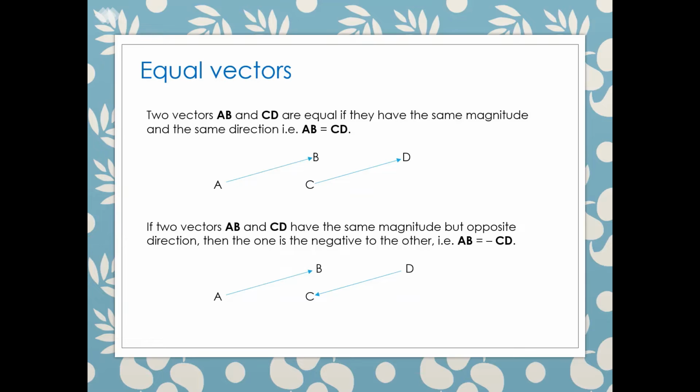Two vectors AB and CD are said to be equal if they have the same magnitude and the same direction, that is, AB equals CD. If two vectors AB and CD have the same magnitude but opposite direction, then the one is the negative of the other. That is, AB is equal to negative CD.